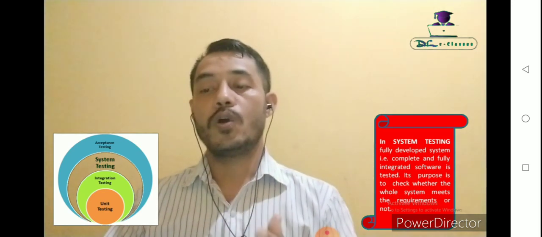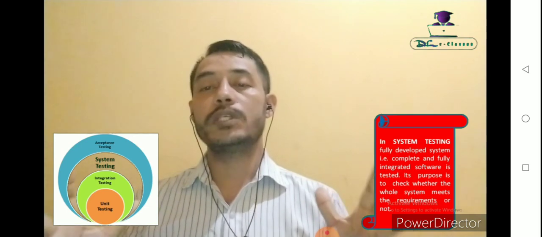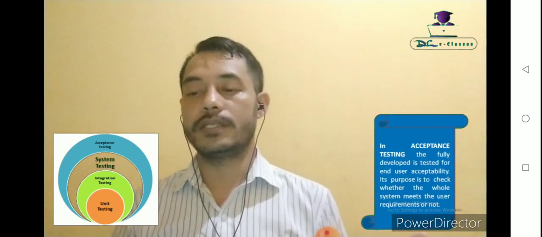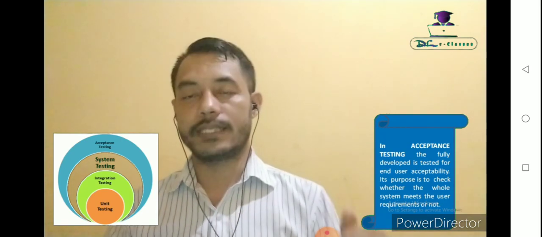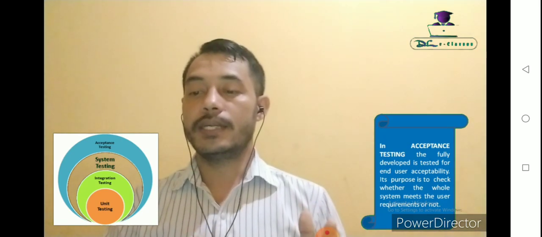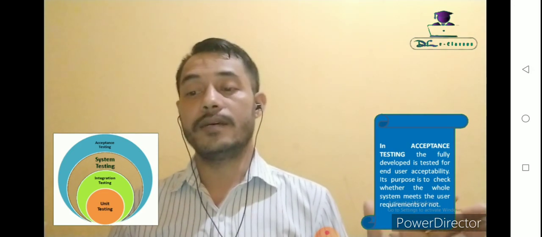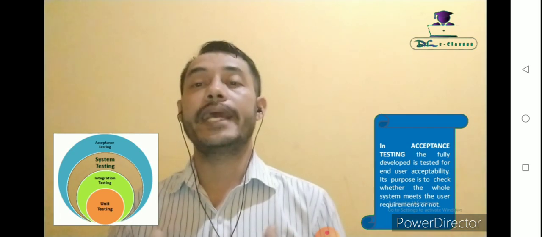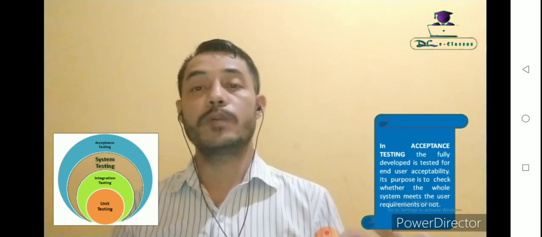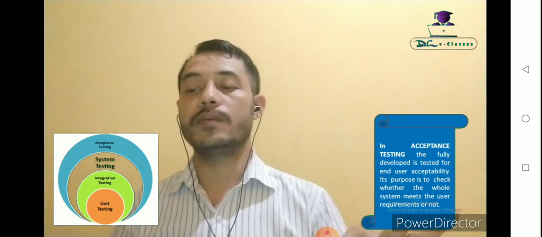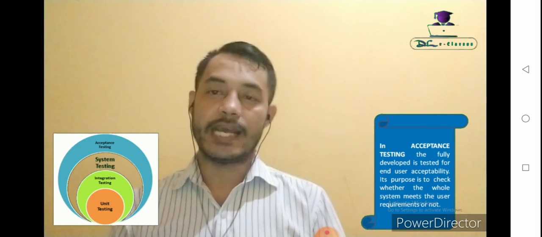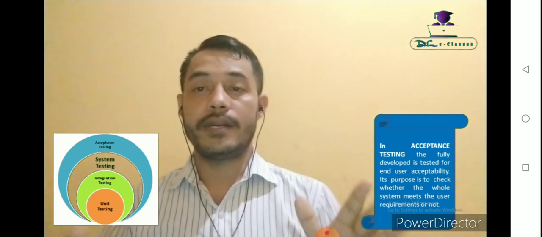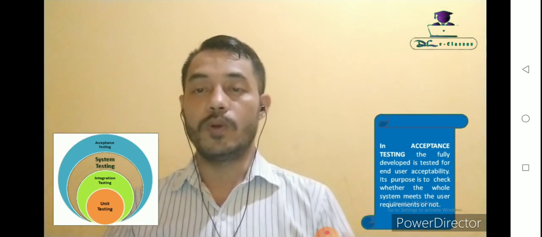In acceptance testing, the whole system which is developed, and which is successfully tested in system testing, is tested for acceptance. That means that is user level. In acceptance testing, the fully developed software is tested for end user acceptability. Its purpose is to check whether the whole system meets the user requirement or not. That means the final decision will be taken by the user whether that particular software will be acceptable or not.